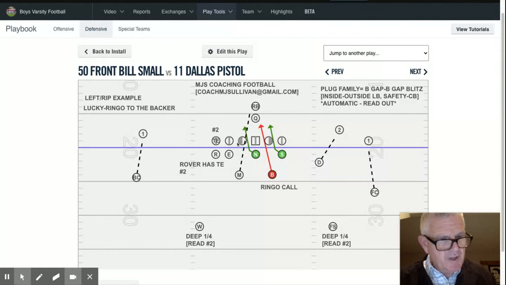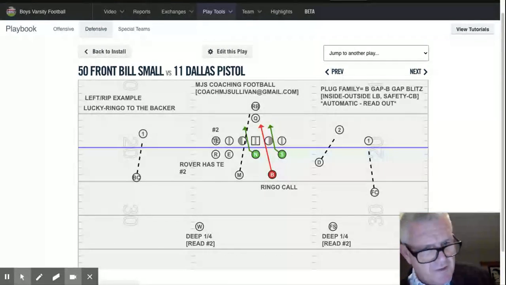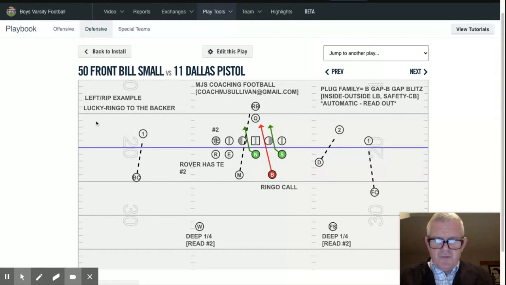So again, the way we teach the rules for our families enables all of the defenders to easily understand their assignments. We're not looking to complicate and slow people down mentally, because if we do, they can't play fast physically. Okay? So we use Lucky Ringo, and if we think teams are picking up on it, we have other codes that we can use.